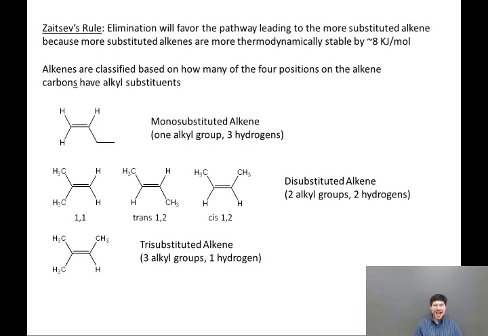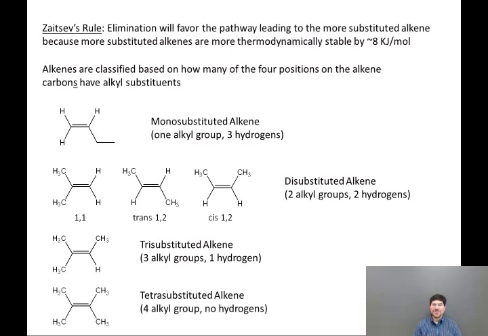If you have 3 alkyl groups on the alkene carbons and only 1 hydrogen, then you have a tri-substituted alkene. And then finally, I think you see where this is going. If you have 4 alkyl groups and no hydrogens, you have a tetrasubstituted alkene.